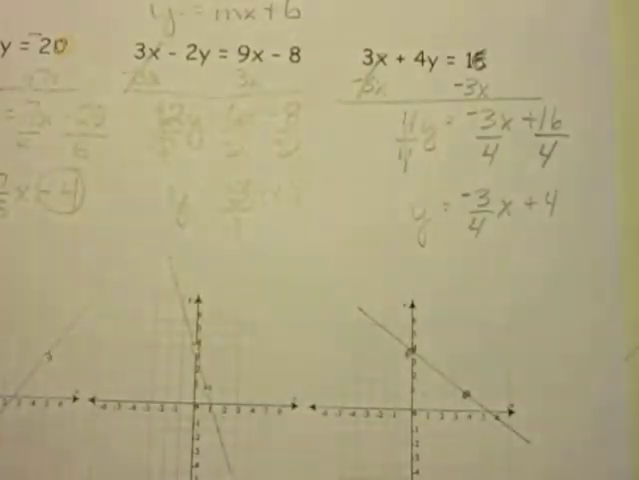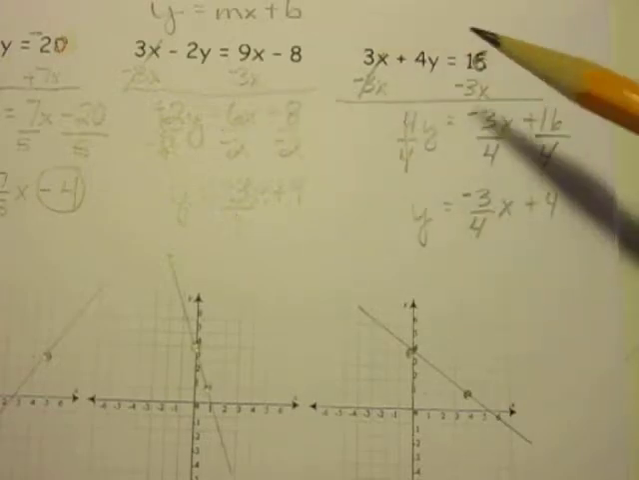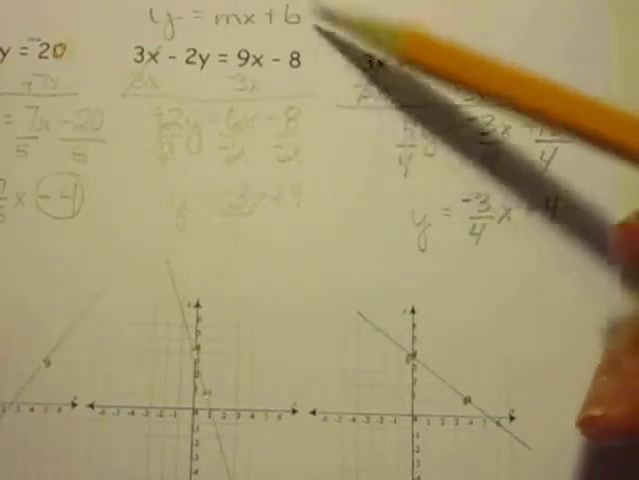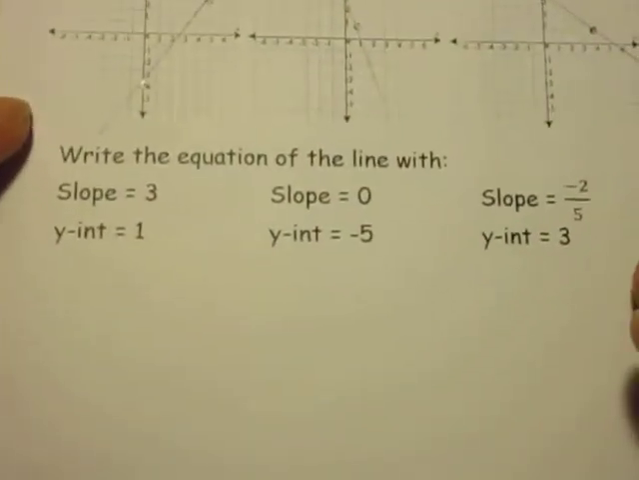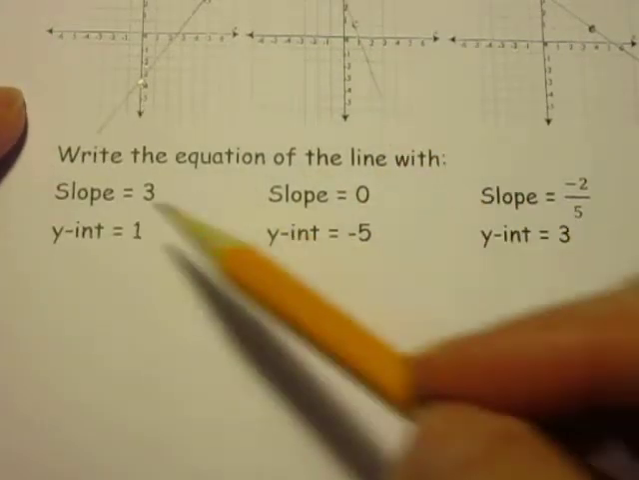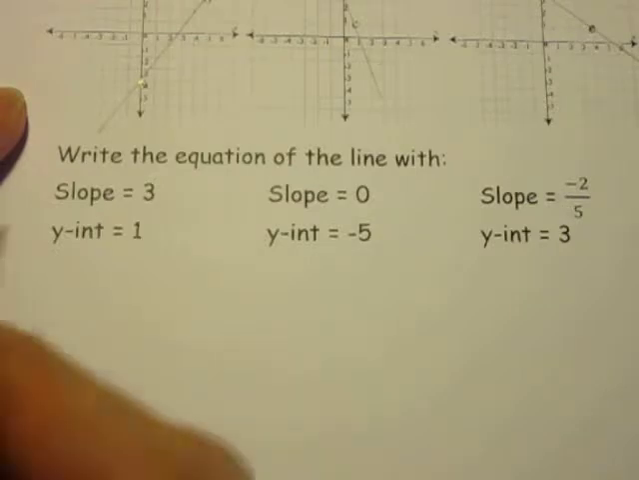Okay, so we've had a lot of practice with graphing linear equations. Whether or not we have it in y = mx plus b form or not, we now know how to get it into y = mx plus b form if we need to. But let's say we need to go backwards. Let's say we now are given some information and we need to write the equation of the line. Well, this is going to be a piece of cake.